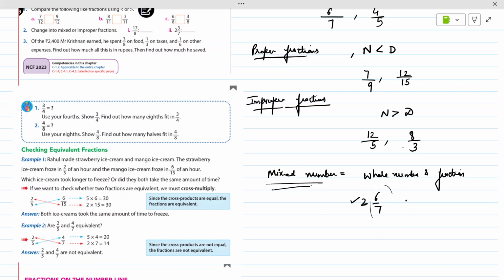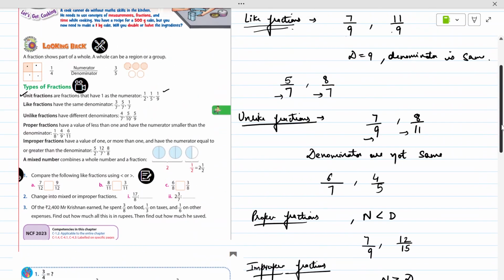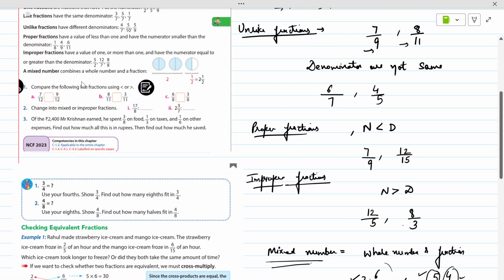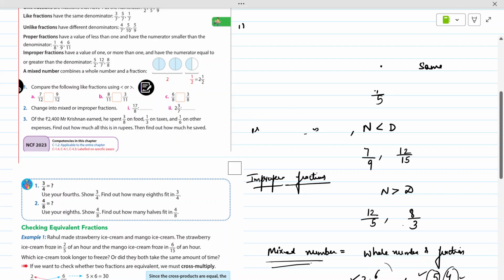Example: 2 6 by 7. Another example I can take here is 5 4 by 9, where 5 is a whole number and 4 by 9 is a fraction. So this is also a mixed number. Okay, so kids, I hope that you have understood this. And now let us go through these questions given to us, where we have to compare the following fractions, like greater than or less than.